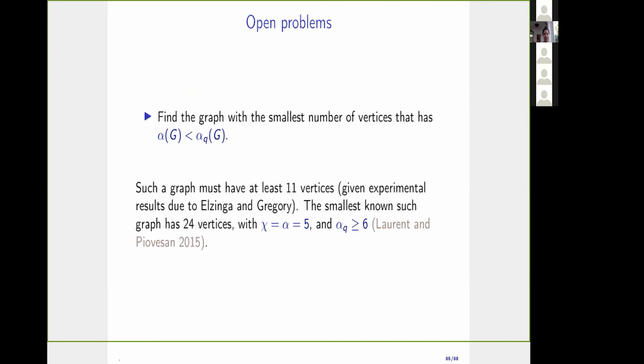With this chromatic and independence number and this quantum independence number. And this was found by Laurent and Piovesan in 2015.